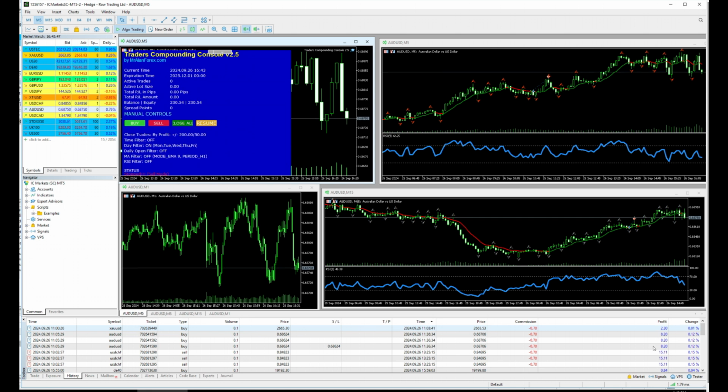Because this is quite a small account, I couldn't get a real good compounding because it eats into the margin, but still a decent profit.